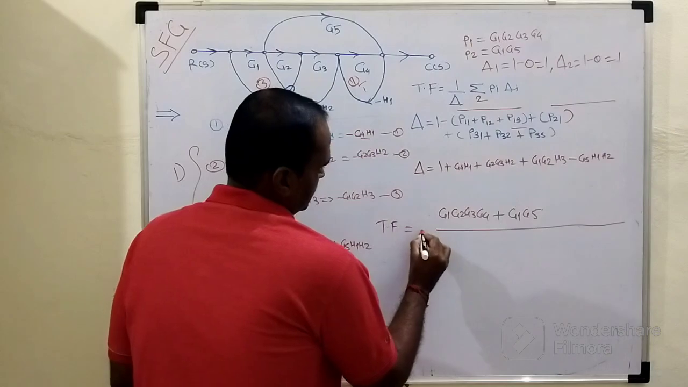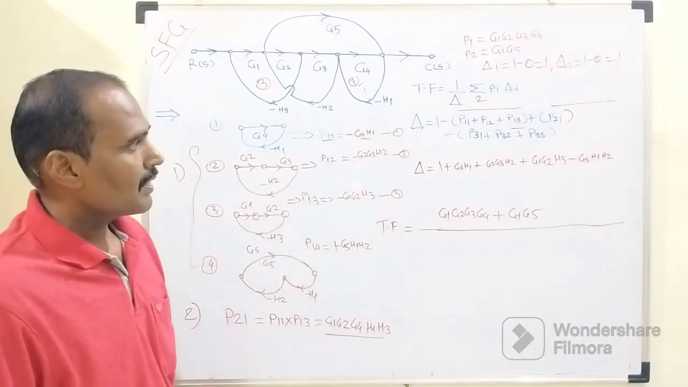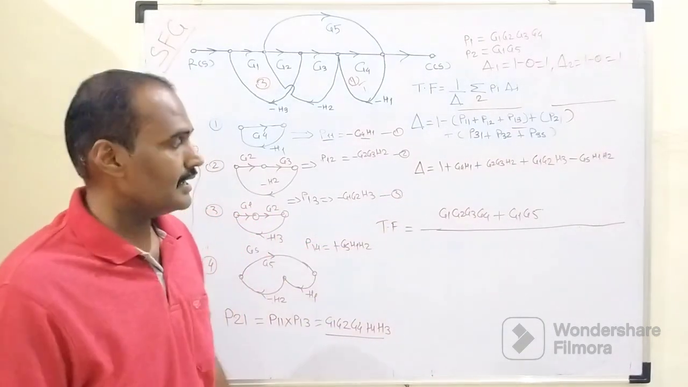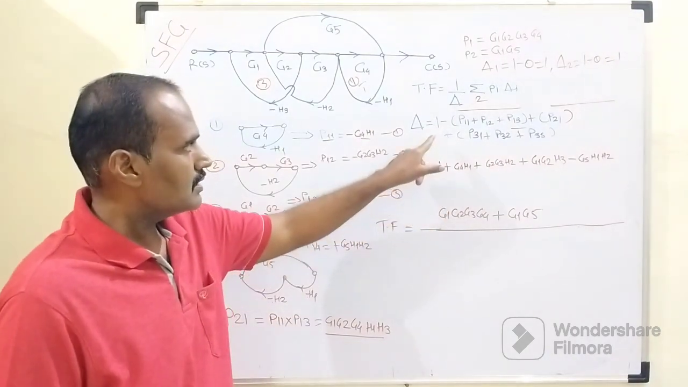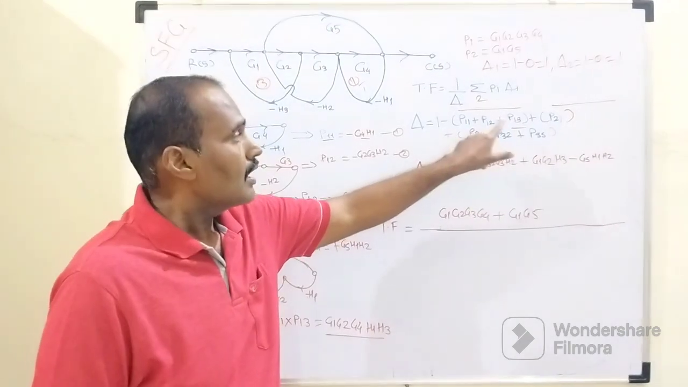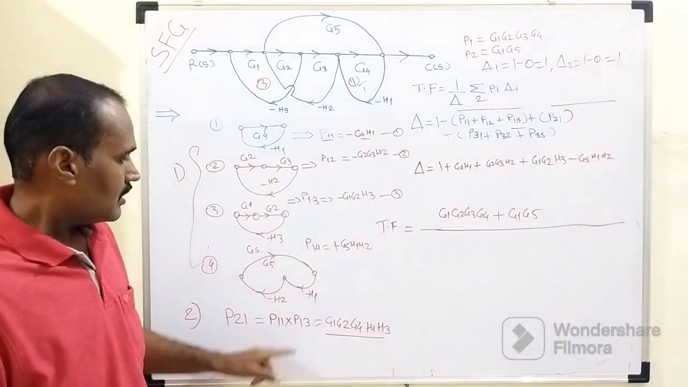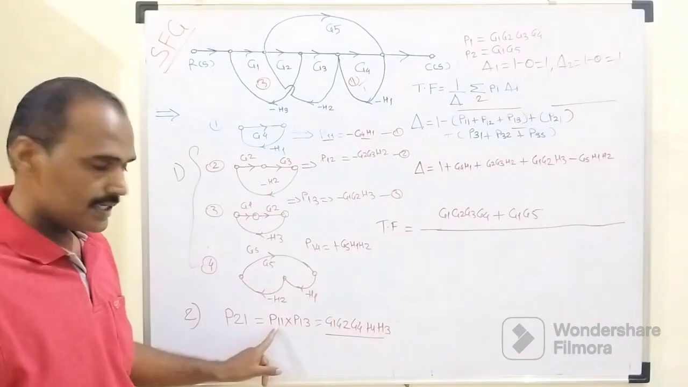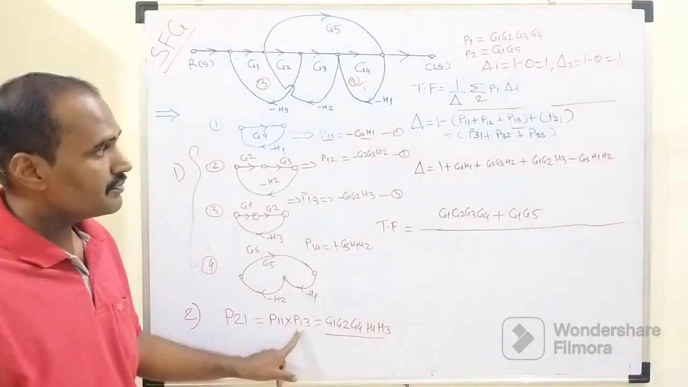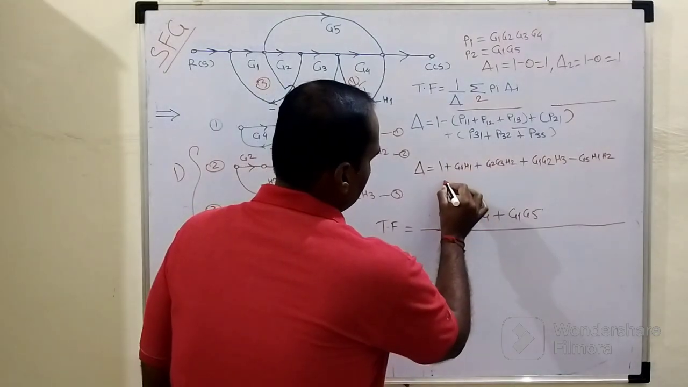Here I will write transfer function equals, right? And as far as its denominator is concerned, within that denominator we need to write this whole term belonging to this delta. So what does it indicate? It indicates 1 minus the summation of all individual loop gains, right? Plus the gain product of these two non-touching loops, the first loop and the third loop. So we need to write this term in this delta equation.